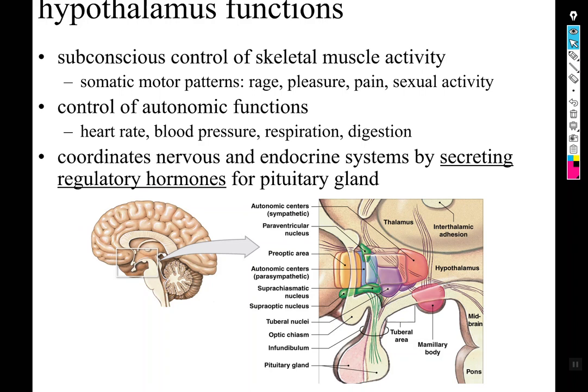It also coordinates the nervous and endocrine systems by secreting regulatory hormones. So you'll learn more about this in 242, but the basic idea is it secretes hormones from up here, and those hormones, and I'm using general up here, so all of this, those hormones are going to act on the pituitary to cause the pituitary to release its own hormones. So between the hypothalamus and the pituitary, those are sort of the master glands of the body.